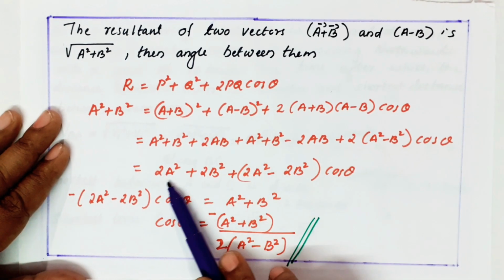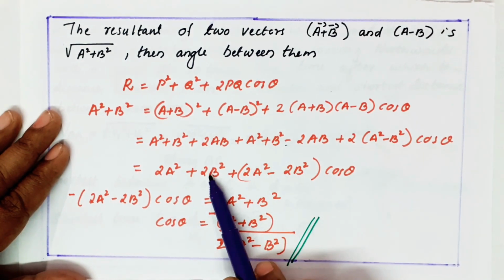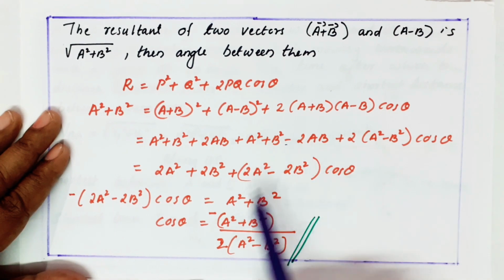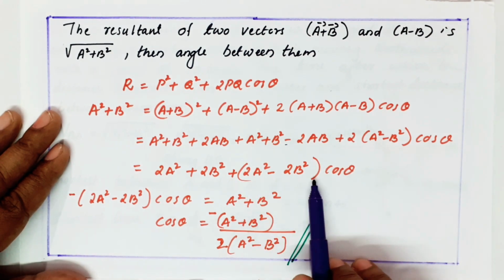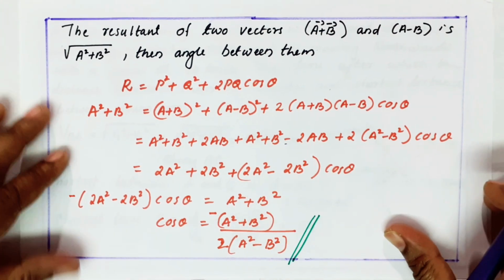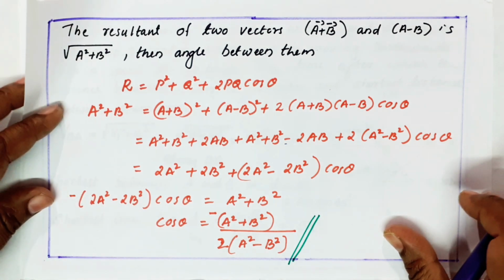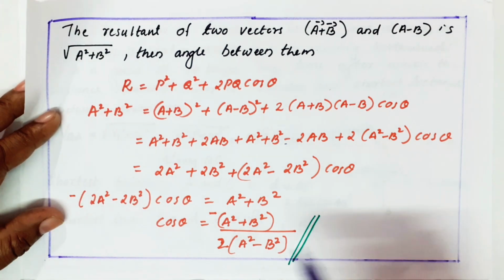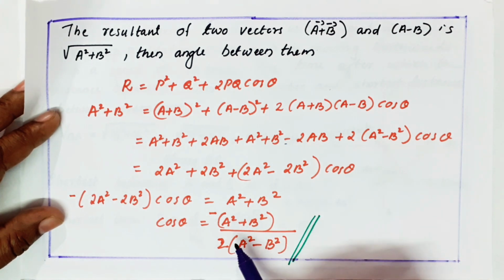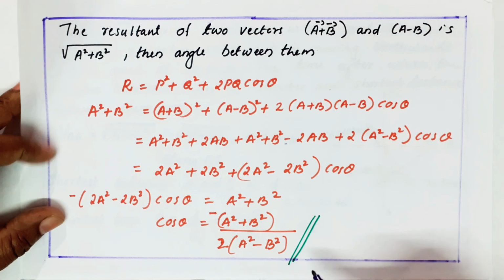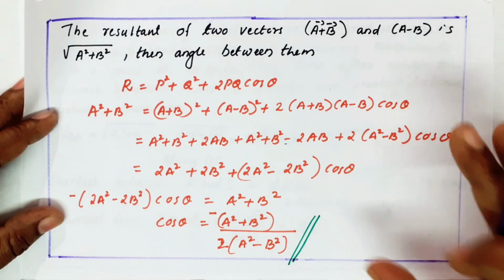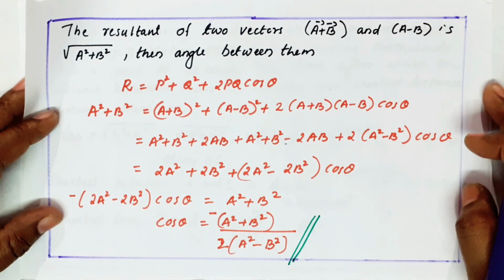A square plus A square is 2A square, B square plus B square is 2B square. These two get cancelled and we are getting 2A square minus 2B square into cos theta. If we take to the other side, it is minus 2 A square minus B square cos theta equal A square plus B square. Cos theta equals minus of A square plus B square by 2 into A square minus B square. So in this form, this is a simple question based on a vector equation.